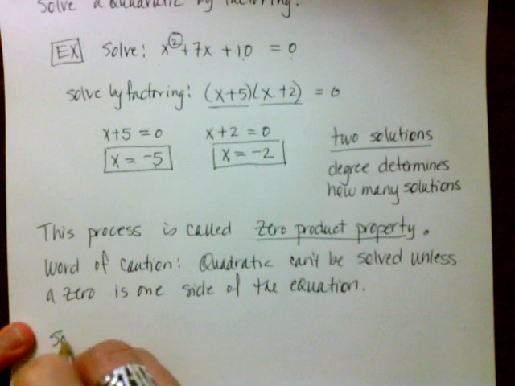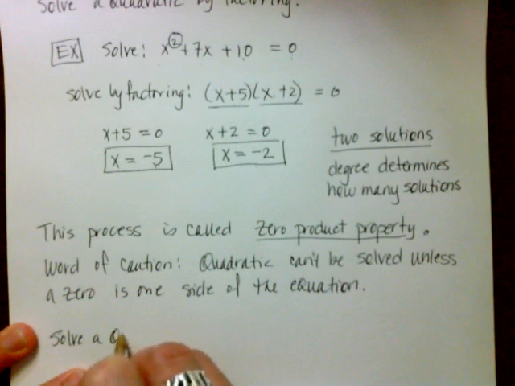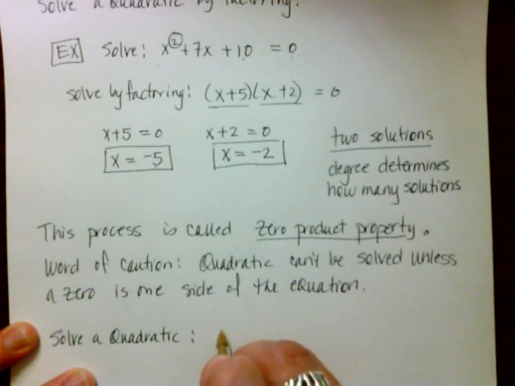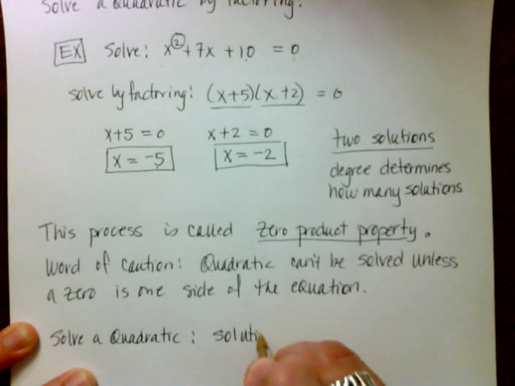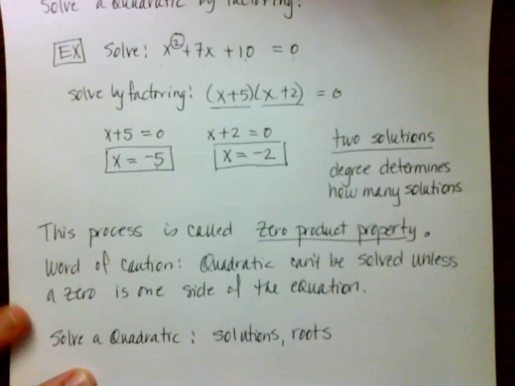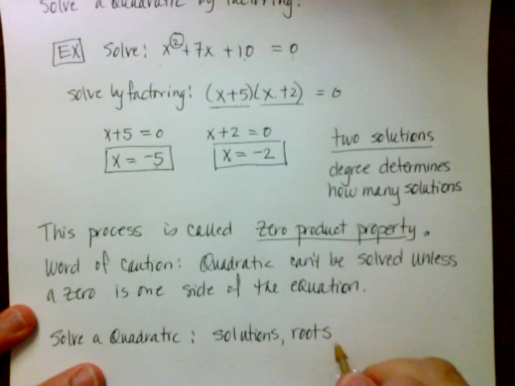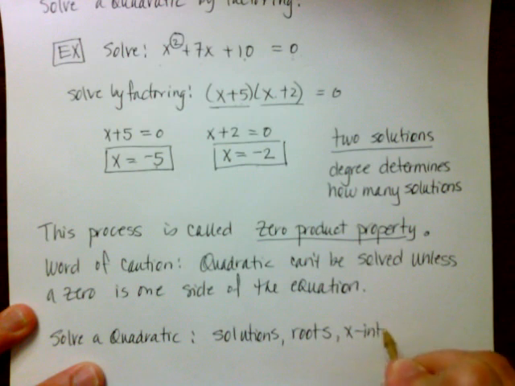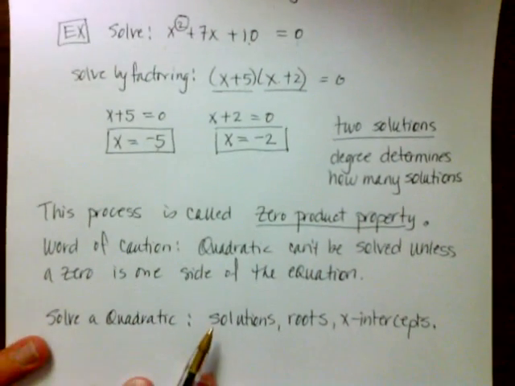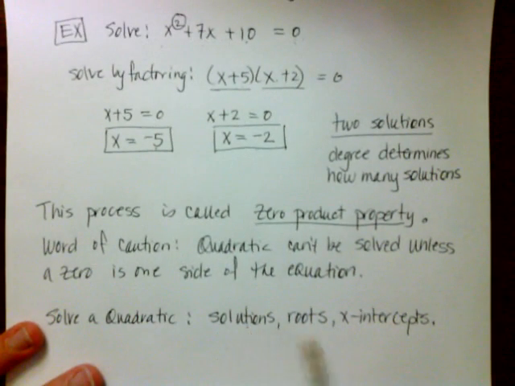When we're asked to solve a quadratic, they use different words to say the same thing. Sometimes it will say, find the solutions. Sometimes it will say, find the roots. And then we will learn another one in a couple of days called the x-intercepts. We use these three words interchangeably: find the solutions, find the roots, find the x-intercepts. All right, so let's do another example.